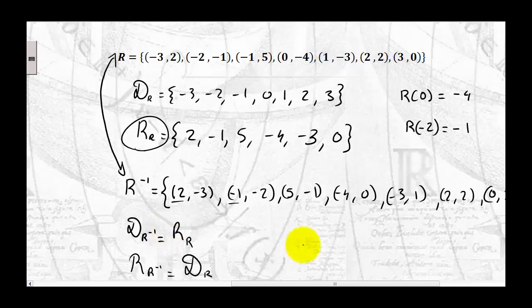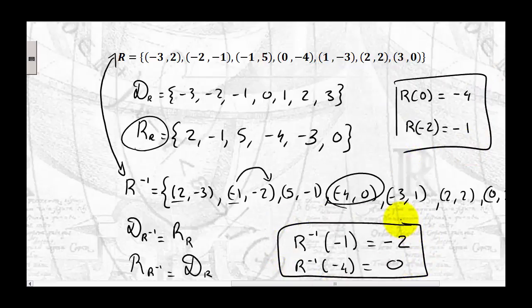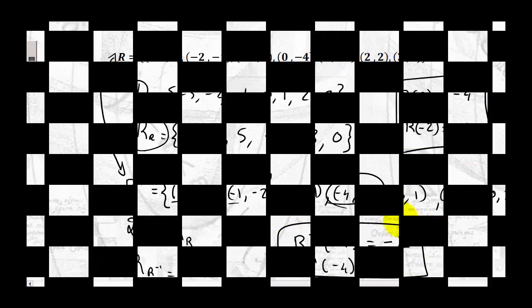And also, what is R -1 of -1? Well, R -1 of -1 is -2, right? R -1 brings -1 to -2. And we also have that R inverse, we say R inverse, of -4 is, I'm looking at this point now, 0, right? So, again, we have some kind of inverse thing that happens there. Well, it's called the inverse relation.